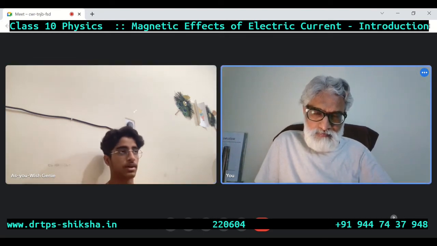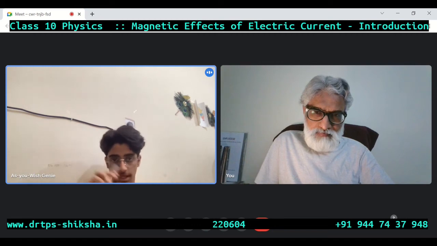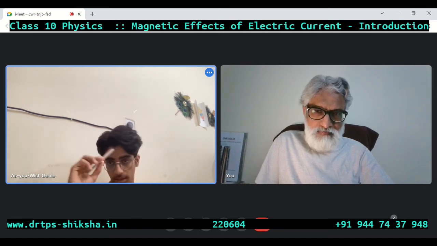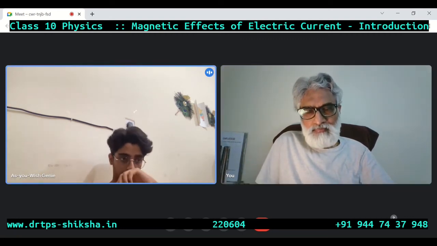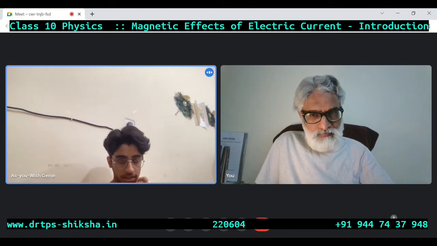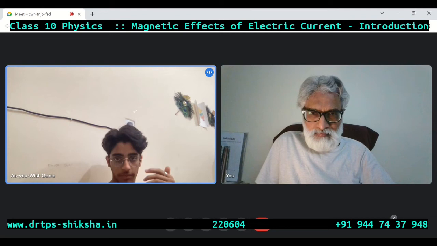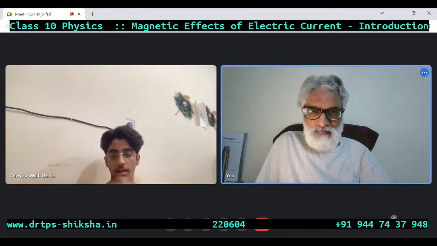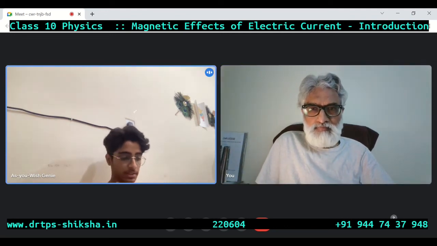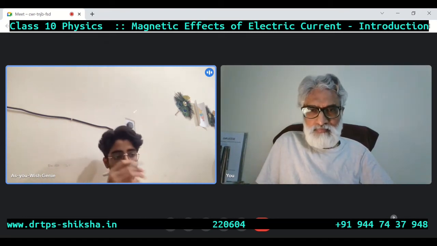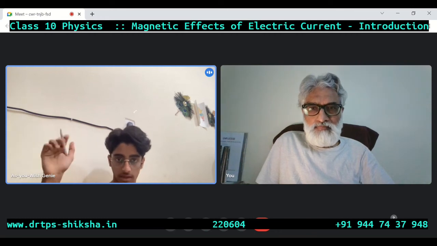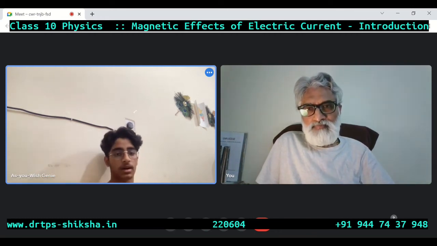So, doctor, the magnetic field is represented by the letter B, and if it is a vector, it is represented by an arrow on the top. And if the magnetic field is uniform, it is parallel lines. If this is a paper, and the magnetic field is perpendicular and acting inwards, it's crosses. And if it's perpendicular and acting outwards, it's a circle.